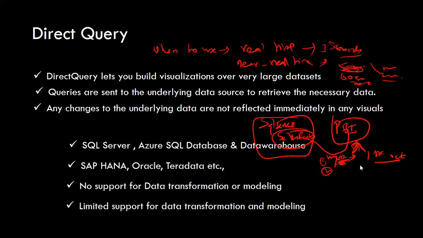How do you make sure that 2nd October till date, whatever data is inserted in the sales fact table, needs to be refreshed in my report? How can you do that? You need to manually schedule it in the case of import connected mode.